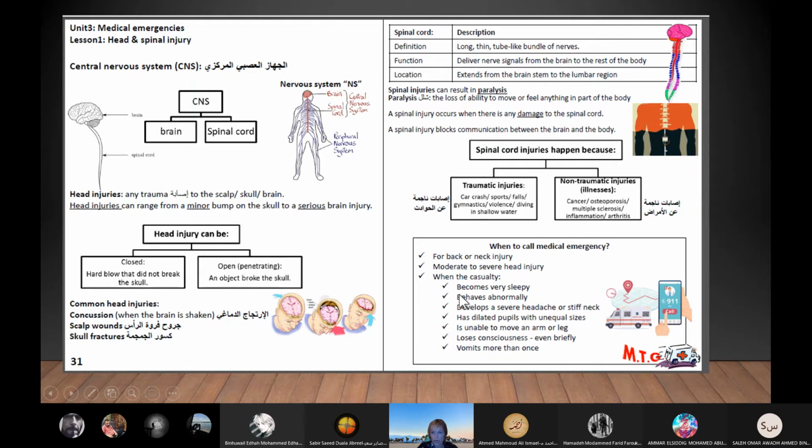Okay, so when to call for medical emergency? So if you are dealing with somebody who's had a moderate to severe head injury, you should always call for a medical emergency team, okay? They might become very sleepy. They may not be acting like themselves. They may be very different. They may have a severe headache or a stiff neck, okay? They may have this feeling of pressure in their neck as well if they've hurt their spine somehow. So all very emergency situations.